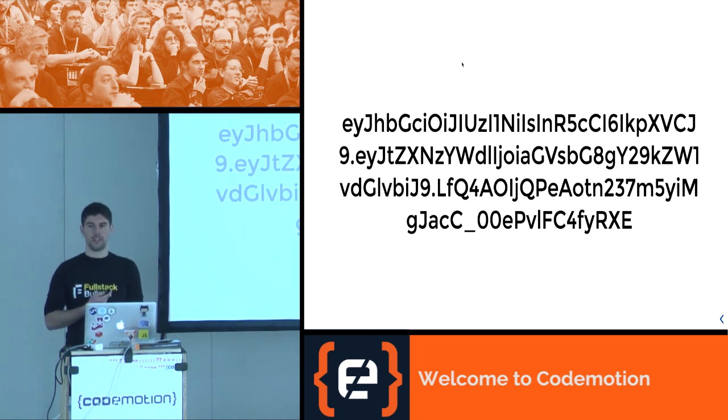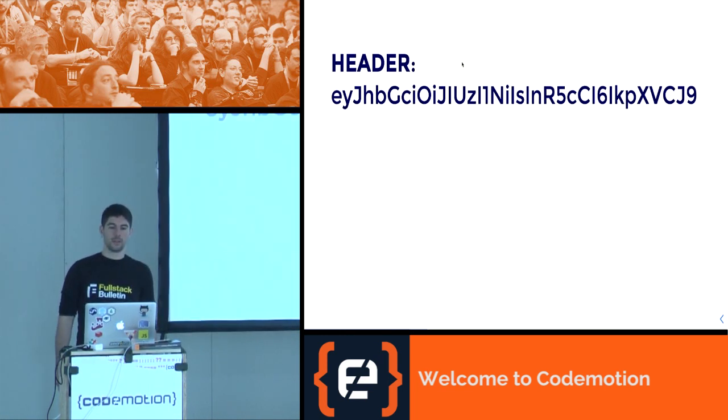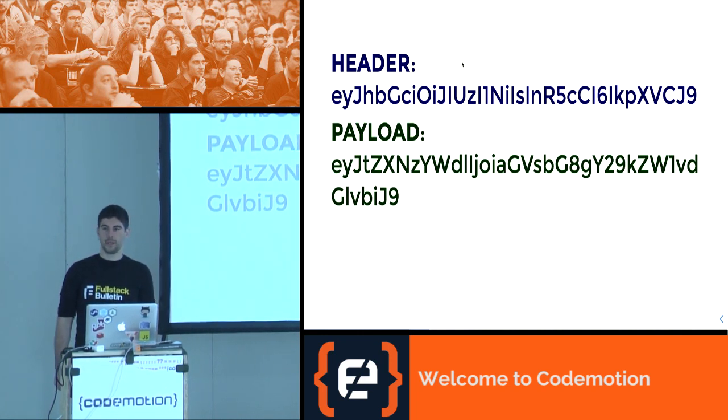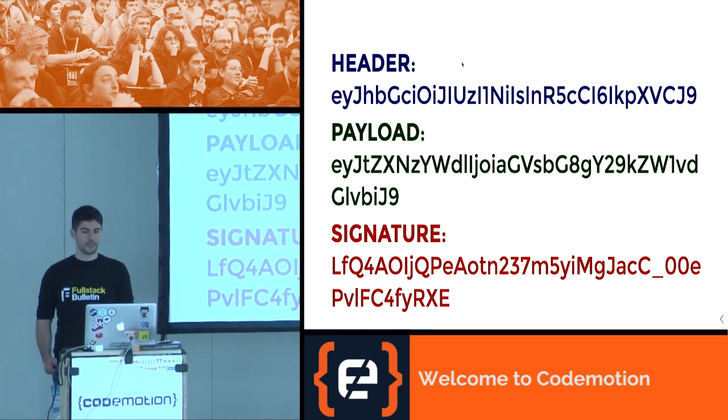So again, this is a JWT token. If we look into more detail, we will notice that there are 3 parts separated by dots. What are those three parts? So the first part is generally called header. The second part is the payload. And then the third part is the signature.